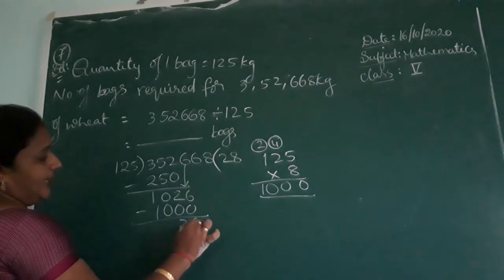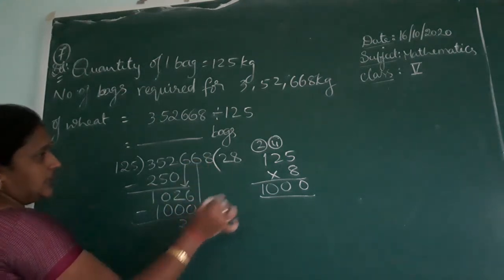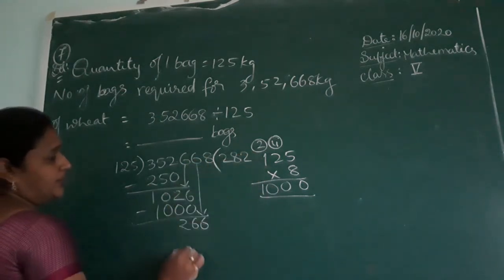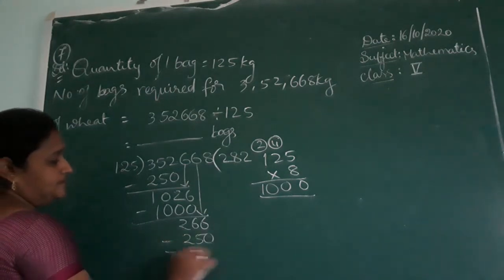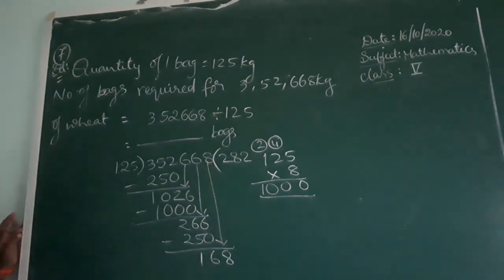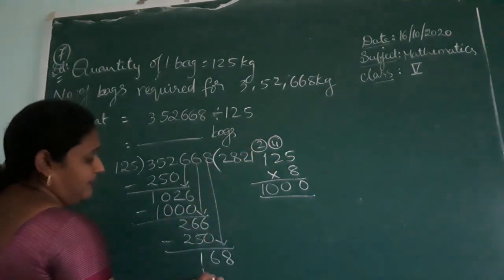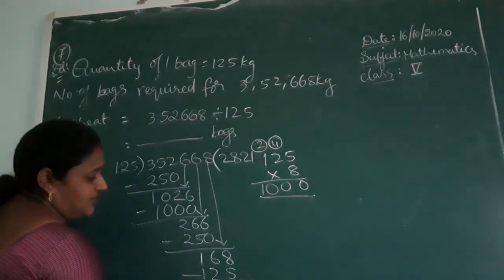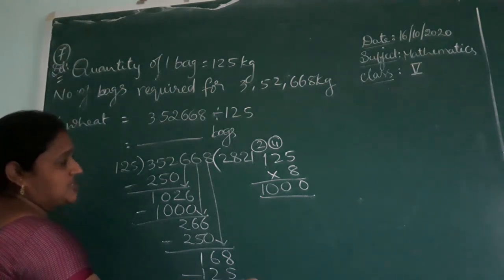What is left, children? 26. Again drop down 6. How many times? Already I told you, 2 times 250. 6 1's are 16. Again drop down 8. How many times? 2's 250 means only 1 time is possible. So 1 time 125. What is left? 43. 43 kg wheat was left.